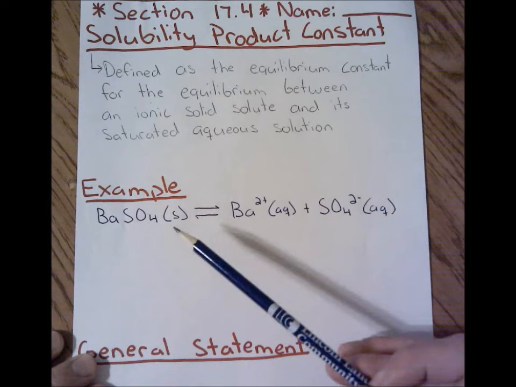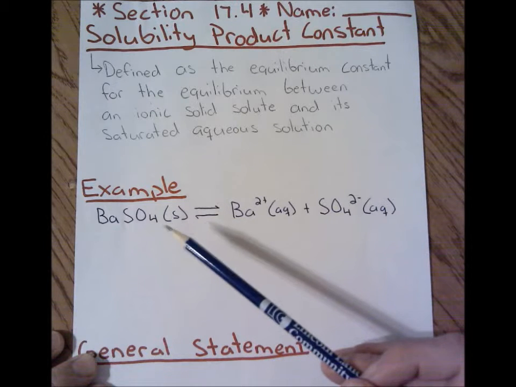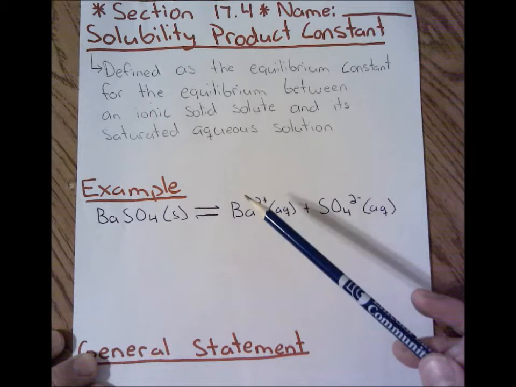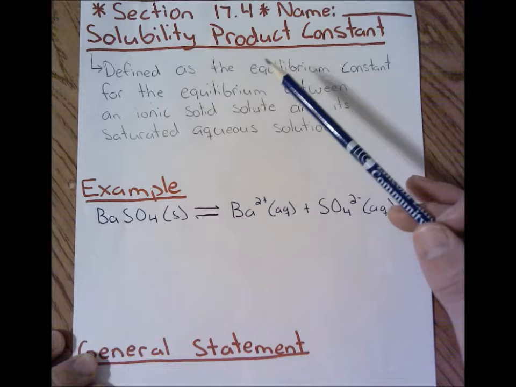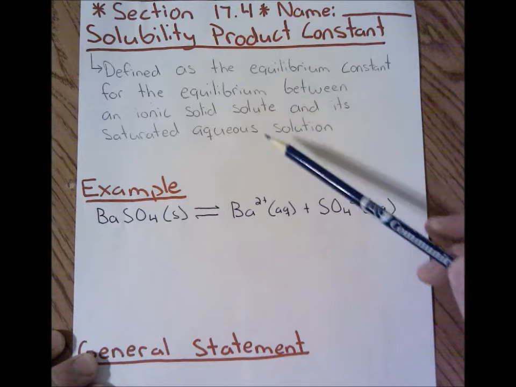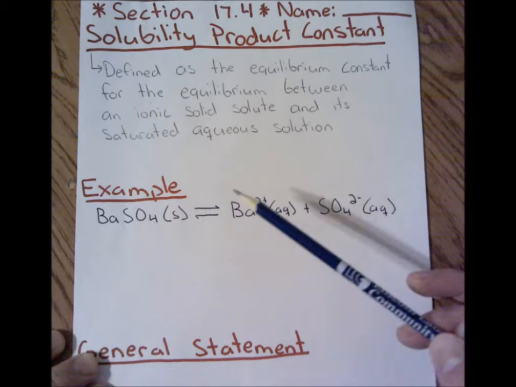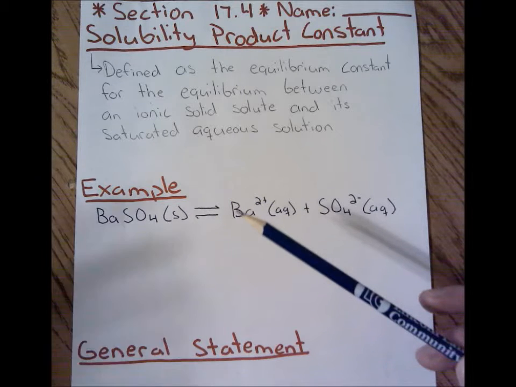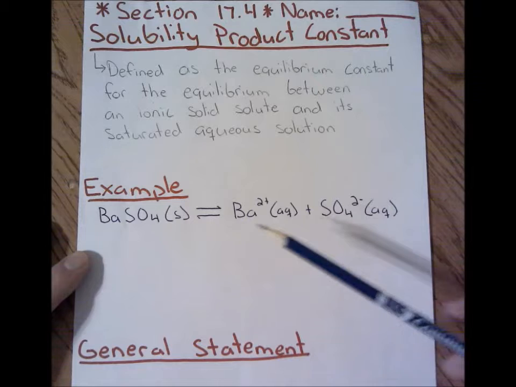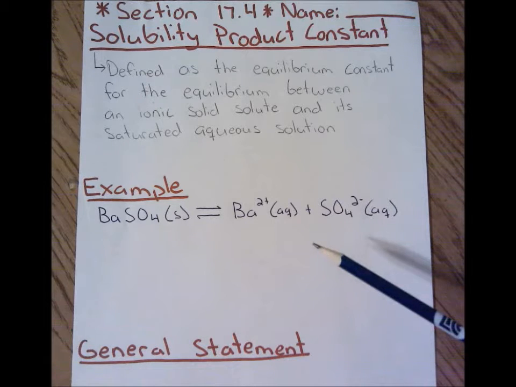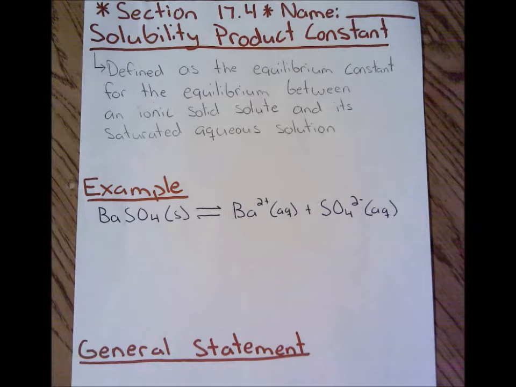Down below I have solid barium sulfate. And in this particular instance, remember we're dealing with this solubility product constant, K. And so we come to equilibrium, which is a little bit odd thinking about that. But we look at how much barium or how much sulfate is dissolved in solution, and it relates back to that solvation process.